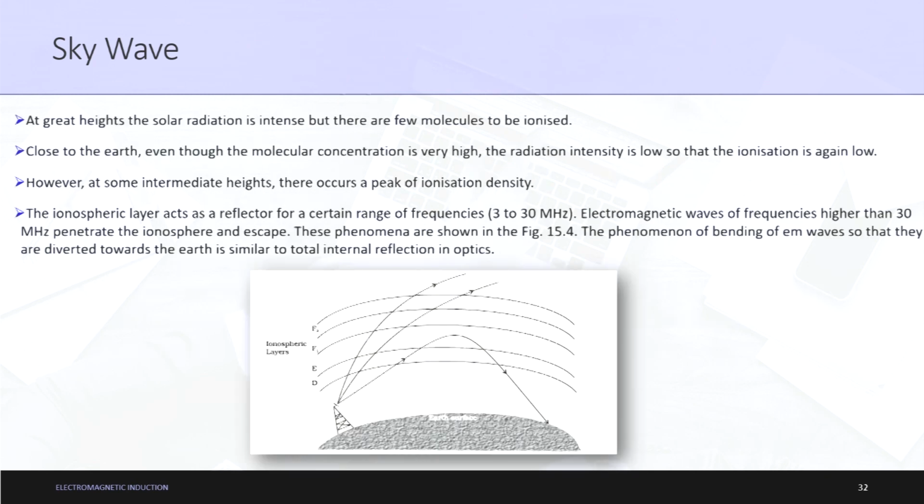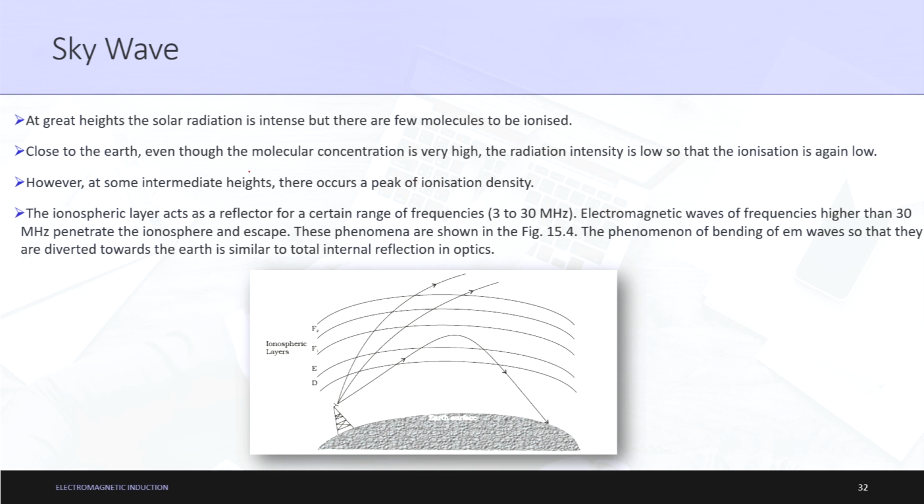Let us move on to some more discussions on sky waves only. So, at great heights the solar radiation is intense, but there are few molecules to be ionized. At greater heights, as in we are going towards the maximum range, that is around 400 kilometers or 300 kilometers from the earth's surface, the solar radiation is intense, but there are few molecules to be ionized.